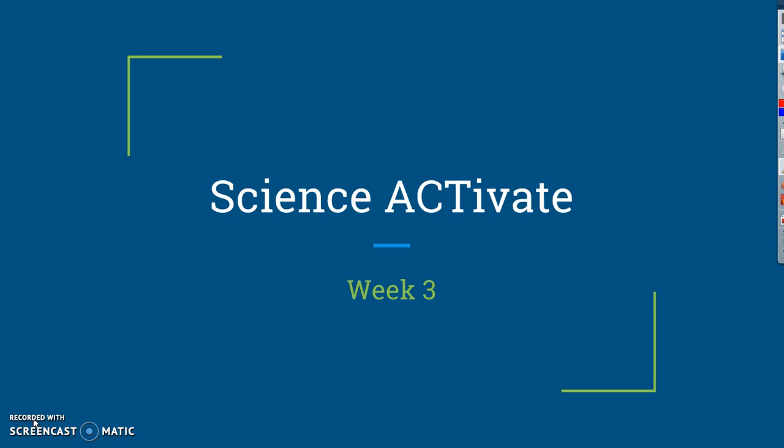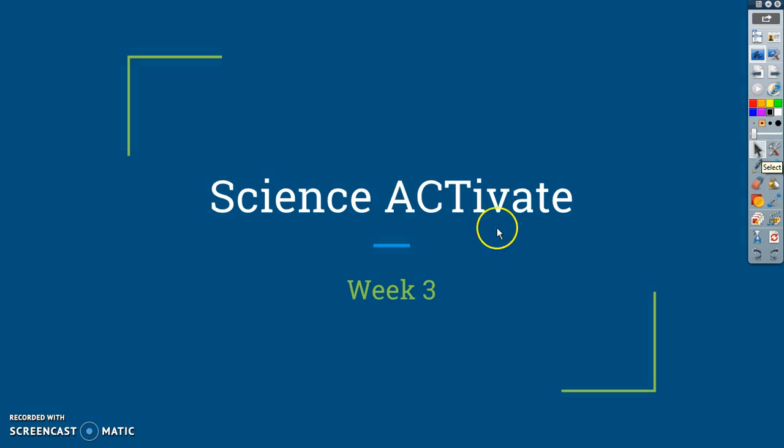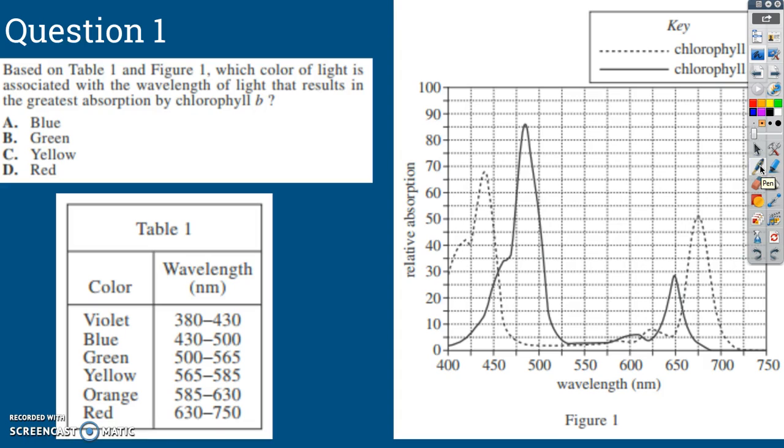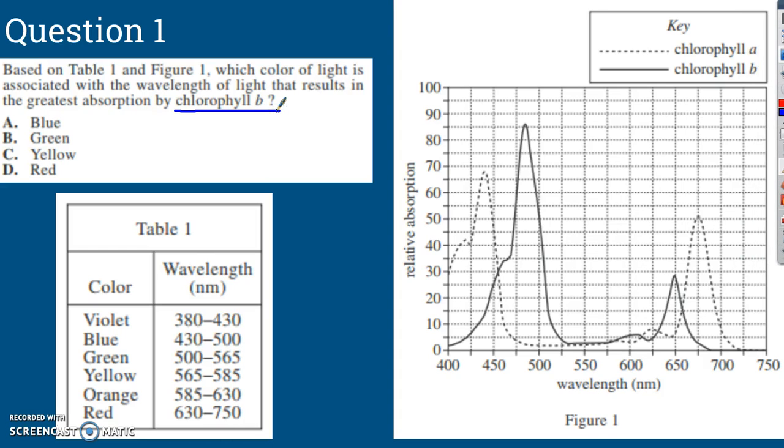So let's take a quick moment and check out question number 1. In question number 1, we're looking at table 1 and figure 1. Which color of light is associated with the wavelength of light that results in the greatest absorption by chlorophyll B? So we're looking for chlorophyll B. Here's table 1, and we're looking at colors. There's wavelengths. So we've got some colors and wavelengths that equal it.